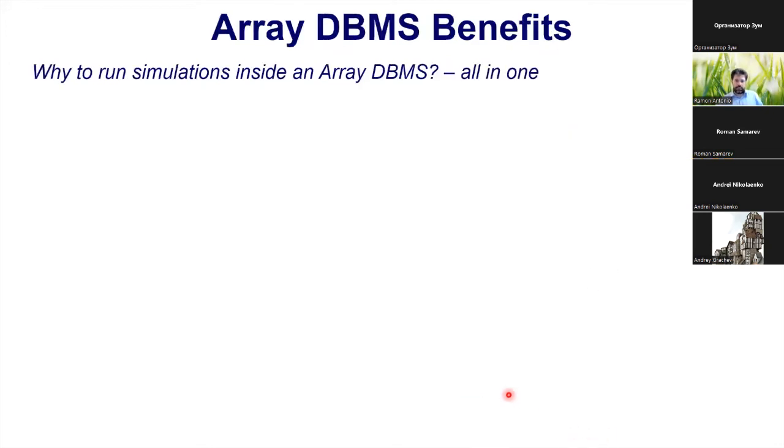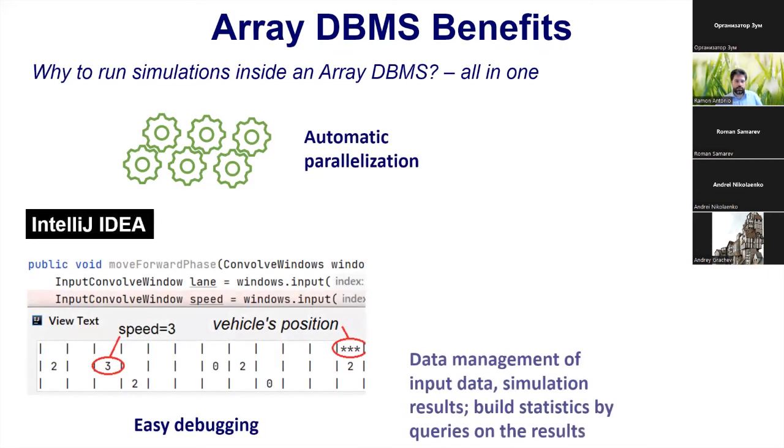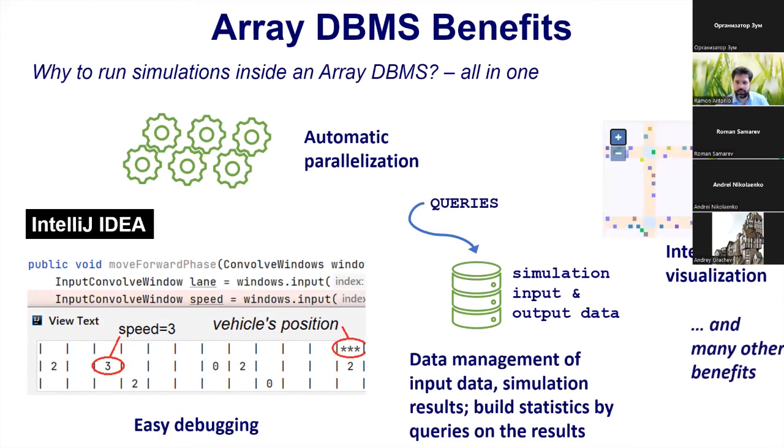A database approach to physical simulations brings numerous benefits. Let's take ChronosDB as an example. It enables automatic parallelization, easy debugging, DBMS-like data management, and interactive visualization, to name a few. Currently, only ChronosDB supports both end-to-end parallel cellular automata simulations and DBMS-like simulation data management.